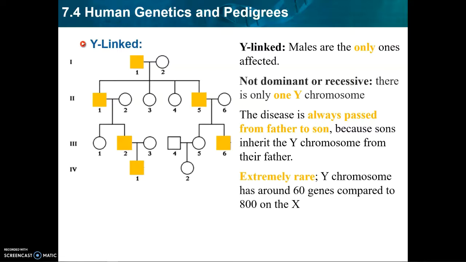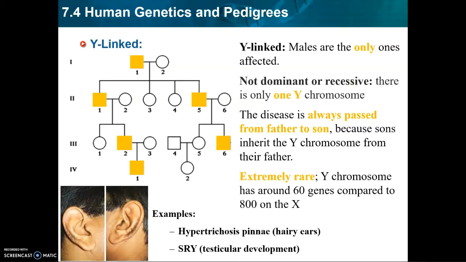This is extremely rare. There's only around 60 genes on the Y chromosome to begin with versus the 800 you would have on the X. And so it is unlikely that those 60 genes would have something happen to them to cause a Y-linked disorder. One example of Y-linked inheritance is an interesting one, hypertrichosis pinnae, or hairy ears. It has been shown to be caused by a gene on the Y chromosome and therefore be Y-linked.